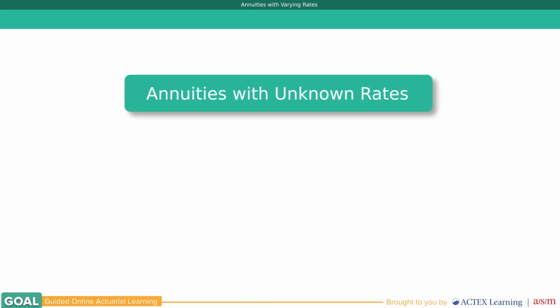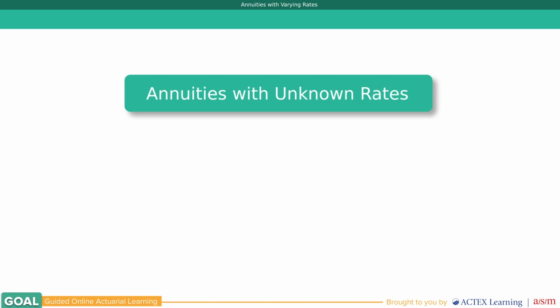In this lesson, we will discuss how to calculate annuity values when interest rates vary during the annuity period. When interest rates vary over the term of the annuity, we need to break up the annuity stream and calculate values at different points in time using the appropriate interest rate. Let's look at an example demonstrating how this works.